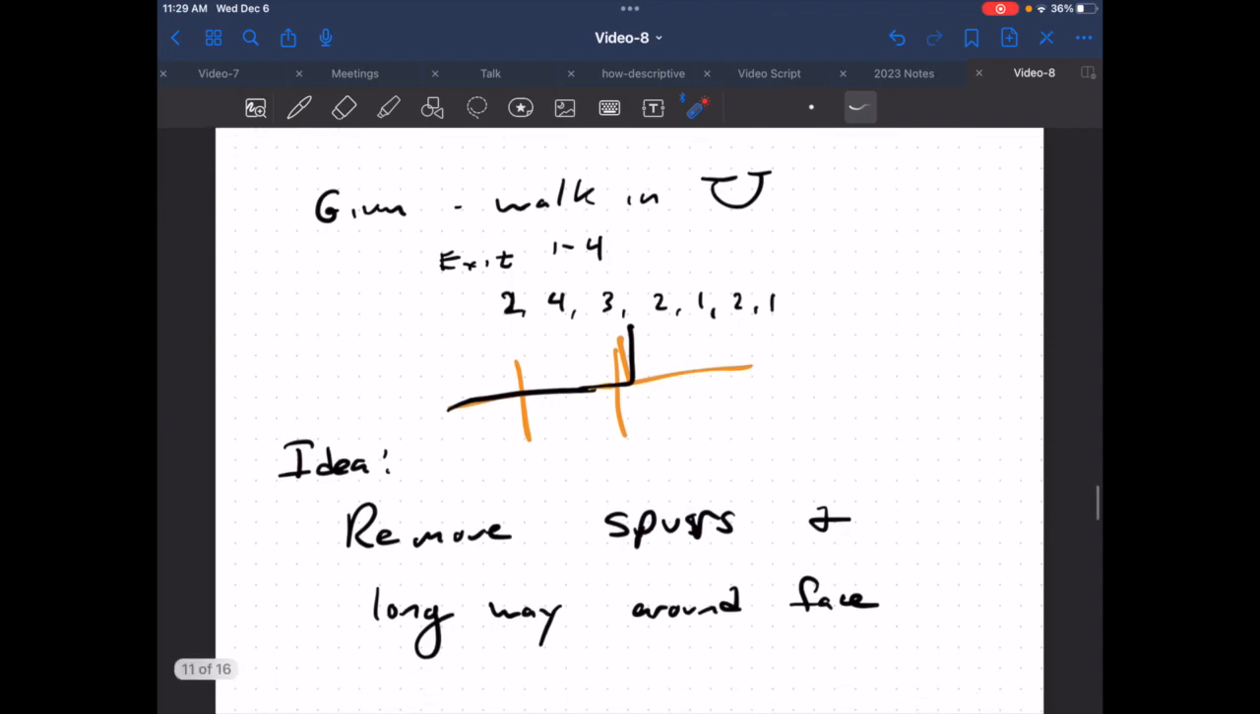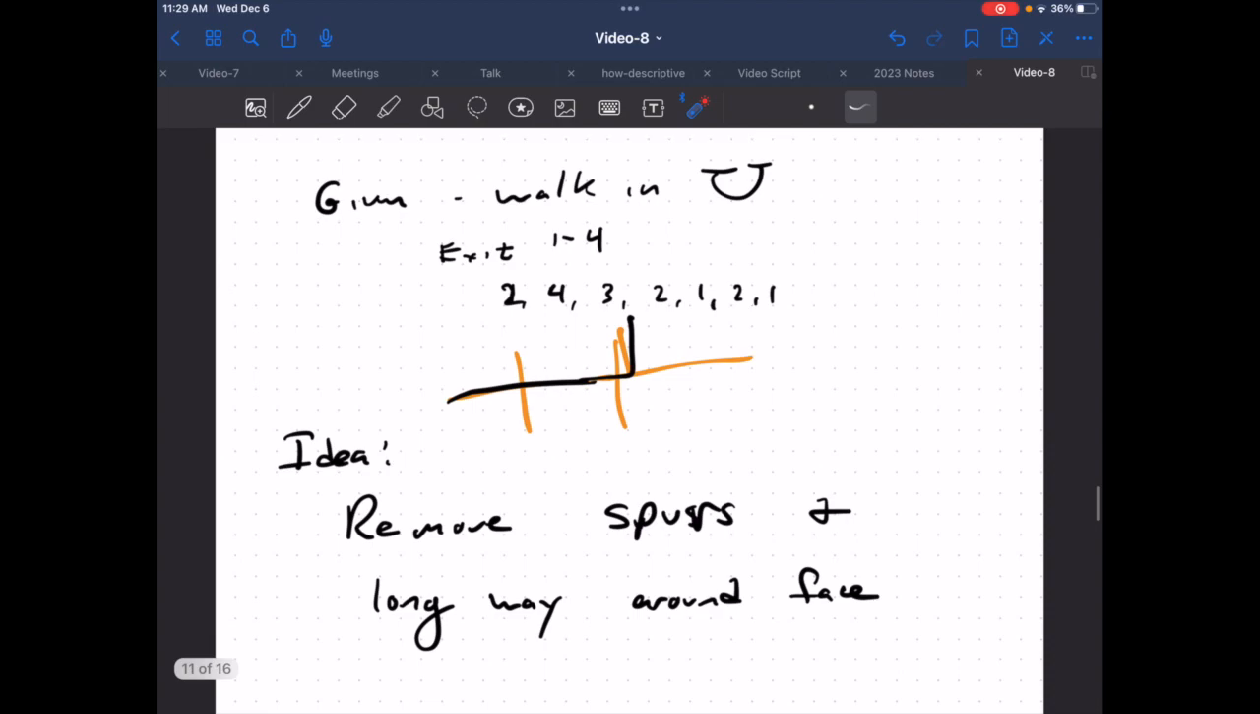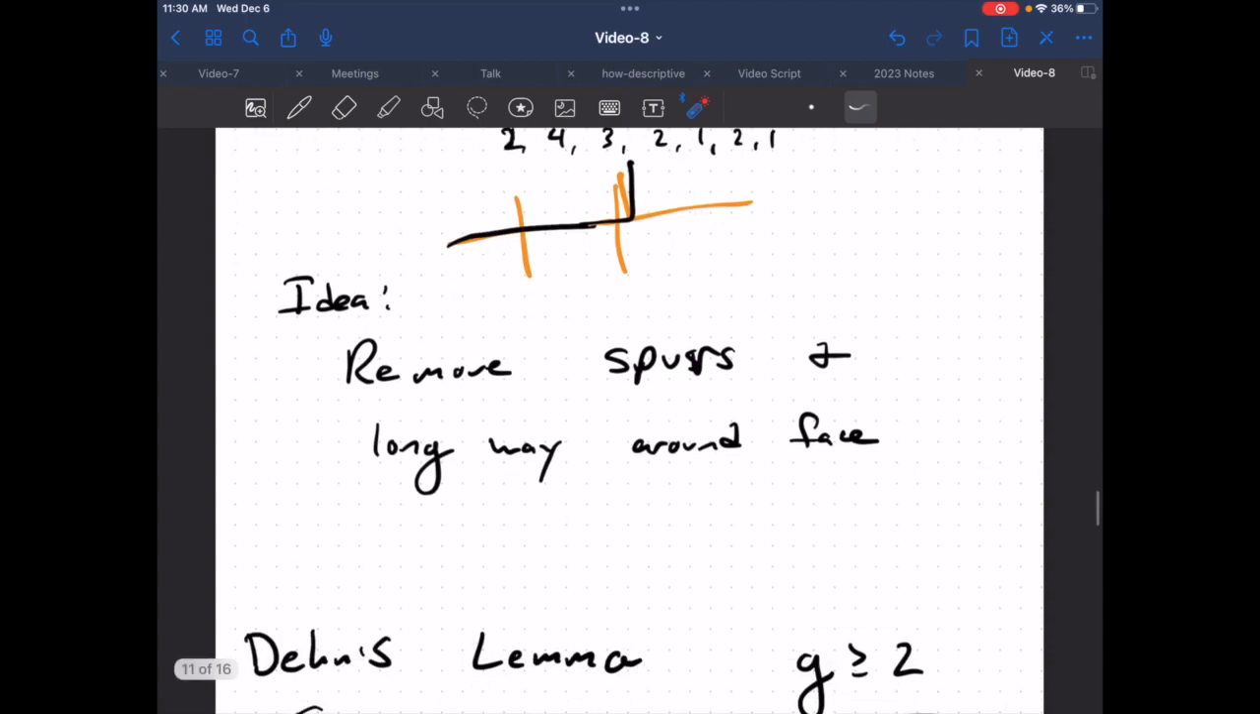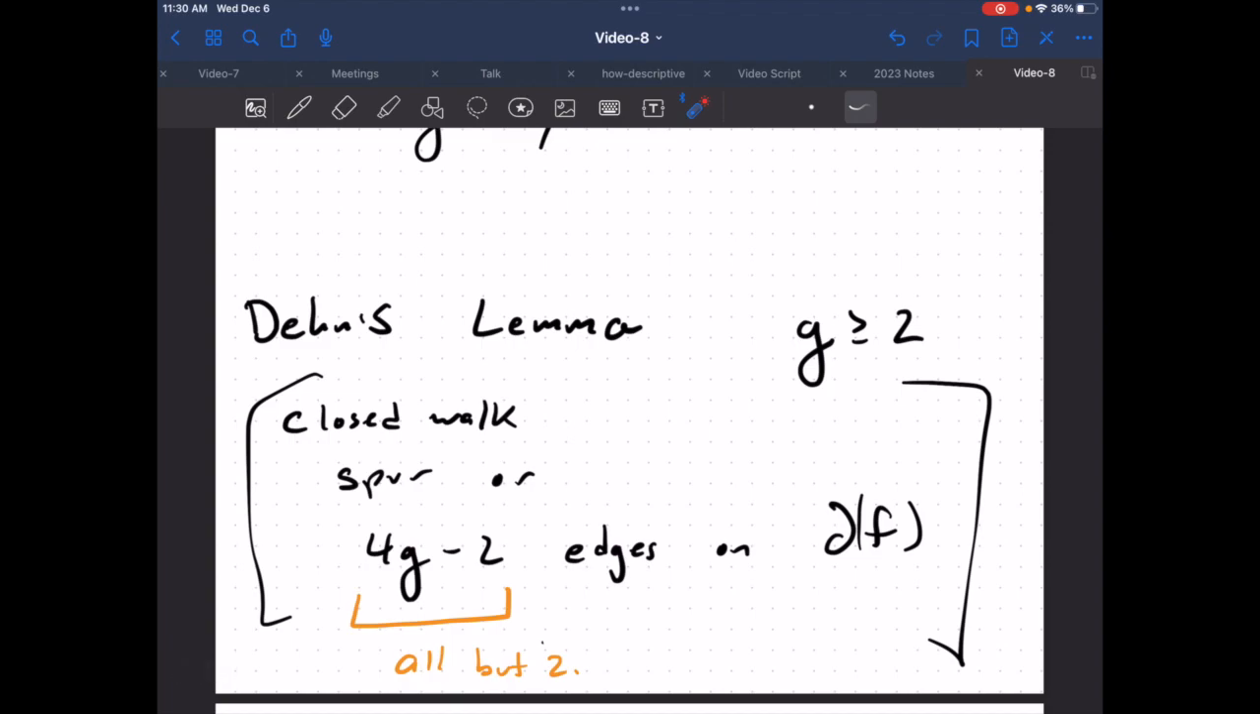So our idea is going to be, we're going to remove spurs and parts of the curve where we stay on the boundary of a single face for most of the way around the face, and we'll keep simplifying our walk until we either end up with the trivial walk, in which case our curve is contractible, or we can't reduce it any further, which indicates that we're stuck around one of our essential loops here. So that's the idea, and this is called Dehn's lemma. If we have a closed walk in the universal cover, then it either has a spur or 4g minus 2 edges on the boundary of a face.